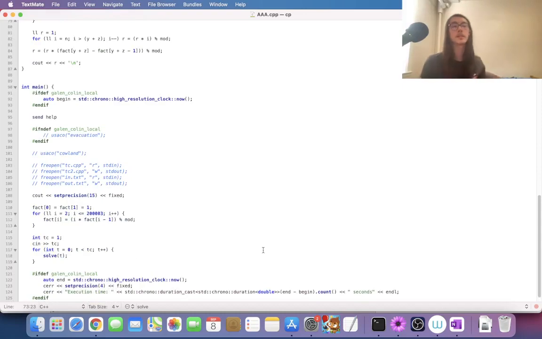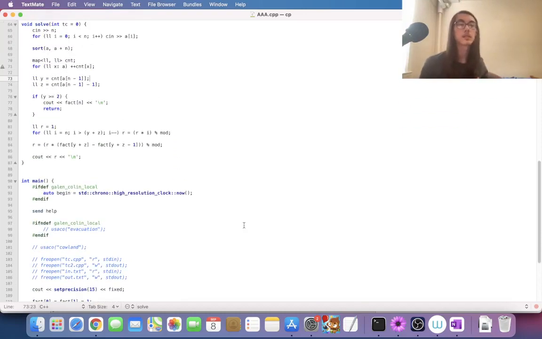So again, factorial is being done once. So sorting using the map, taking that. If y is greater than or equal to 2, be done. I missed something up here. This is like an infinite loop or something. For i equals n, i is greater than y plus z, i minus minus.